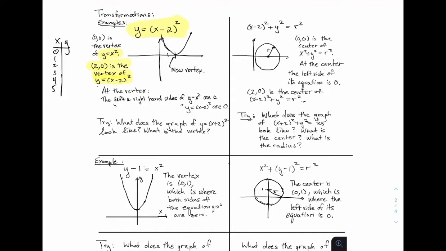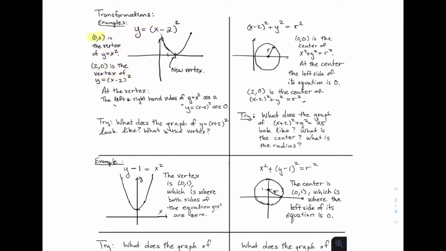So when we plug in 0, we get -2 squared, which is 4. When we plug in 1, we get -1 squared, which is 1. When we plug in 2, we get 0. When we plug in 3, we get 1. When we plug in 4, we get 2 squared, which is 4. Notice that the axis of symmetry is now x equals 2 instead of x equals 0. The vertex now is at 2, 0.